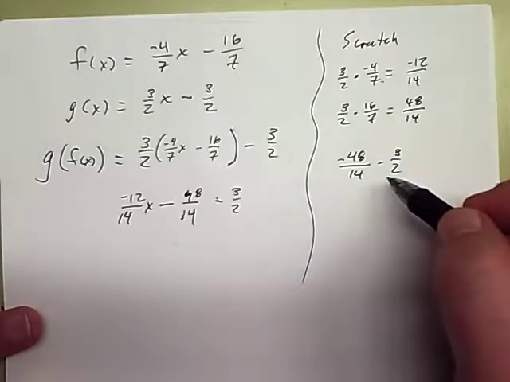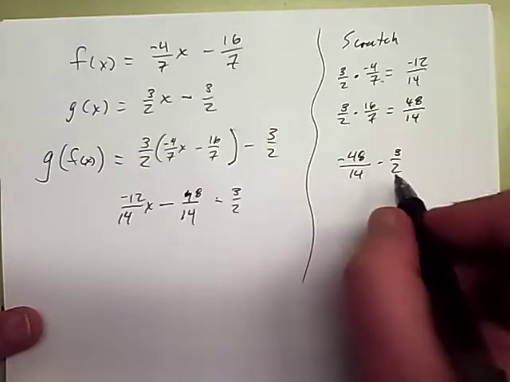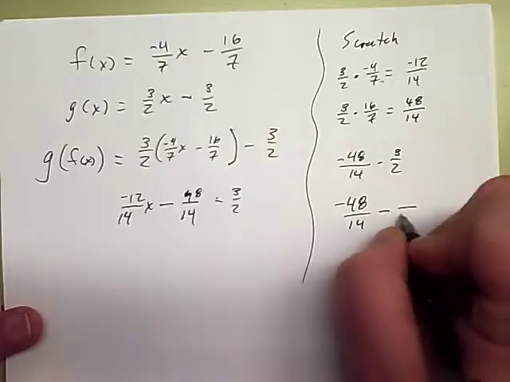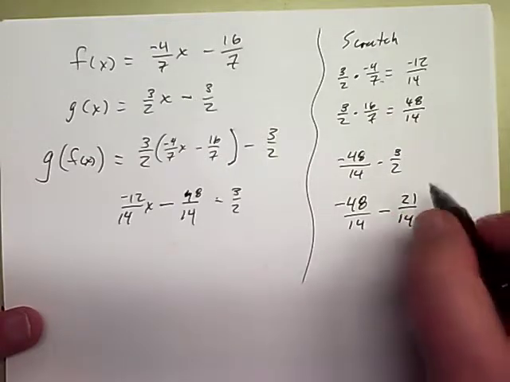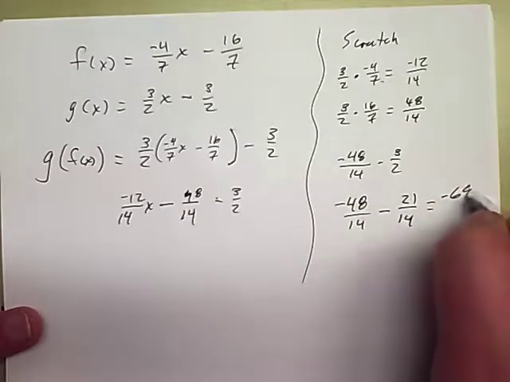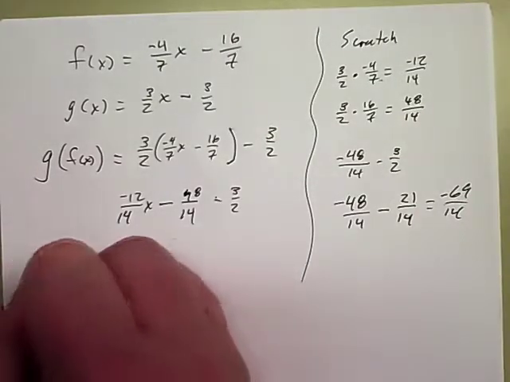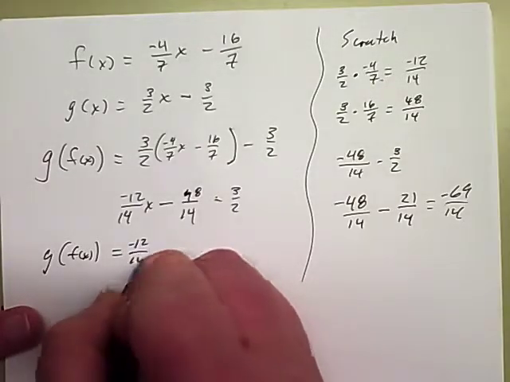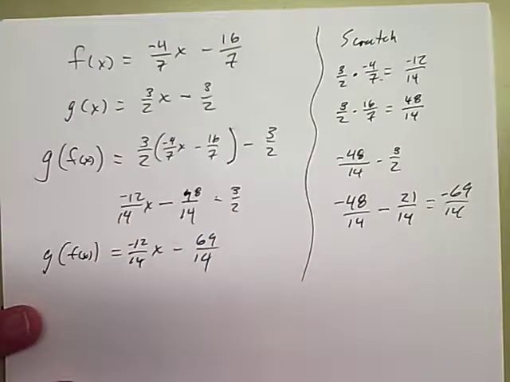Okay, now I need to make sense out of negative 48 over 14 minus 3/2. Now we're adding and subtracting, right? So when you add and subtract, you have to have a common denominator. Well, my common denominator between 14 and 2 is clearly going to be 14, so I get negative 48 over 14 minus something over 14. 2 to 14, I have to multiply by 7, so 3 times 7 is 21. Negative 48 minus 21 is a negative 69. Is that right? Yep. Over 14. So then g of f of x is negative 12 over 14x minus 69 over 14.